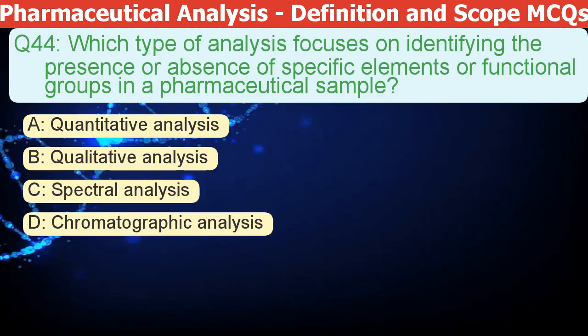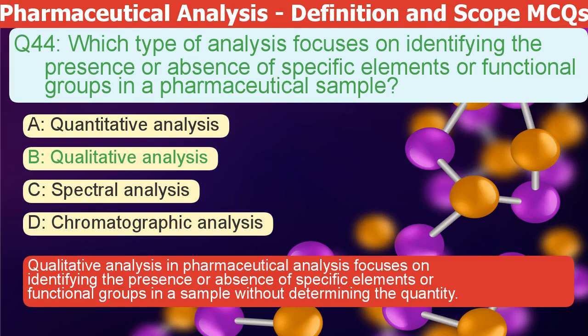Which type of analysis focuses on identifying the presence or absence of specific elements or functional groups in a pharmaceutical sample? A. Quantitative analysis. B. Qualitative analysis. C. Spectral analysis. D. Chromatographic analysis. The correct answer is B. Qualitative analysis in pharmaceutical analysis focuses on identifying the presence or absence of specific elements or functional groups in a sample without determining the quantity.